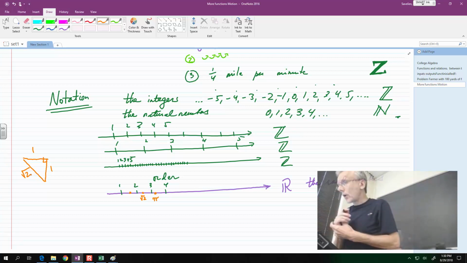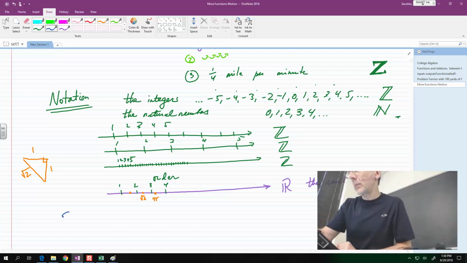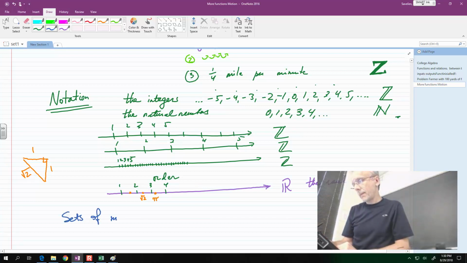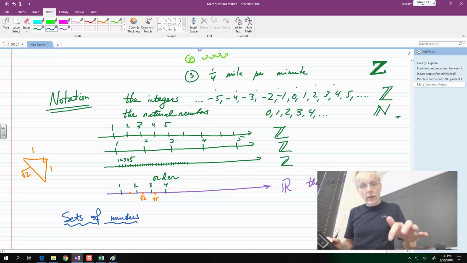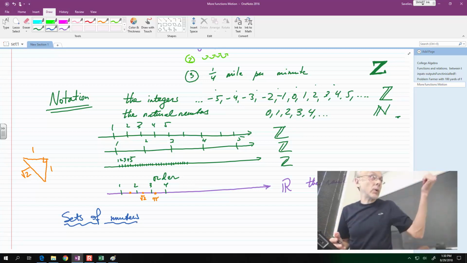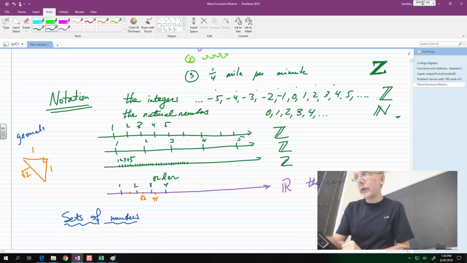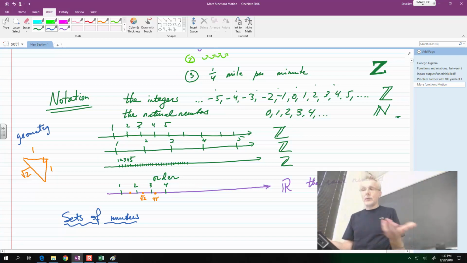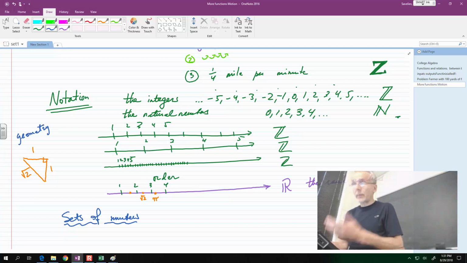Okay. So let's talk about sets of numbers. So where do they come from? And it turns out they come from, well, that's one example. This is geometry naturally, but really you can just interpret it algebraically, right? How do I interpret that triangle in terms of algebra? It is the Pythagorean theorem, right?